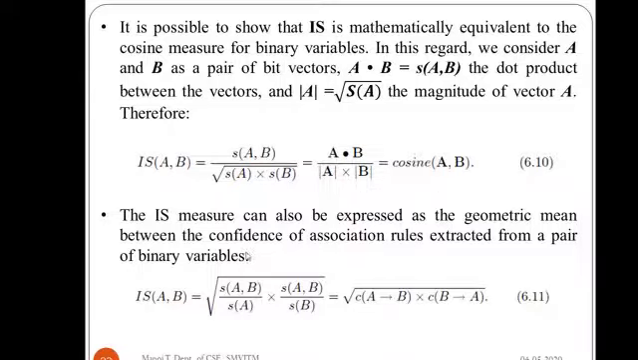And the IS measure can also be expressed as the geometric mean of the confidences of the association rules extracted from a pair of binary variables, that is IS of a comma b will be equal to square root of s of a comma b divided by s of a into s of a comma b divided by s of b. Obviously this means the confidence of A implies B into confidence of B implies A. So these two results you have to keep in your mind for the IS measure.